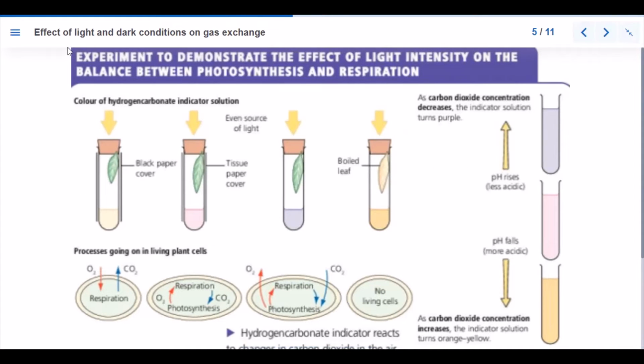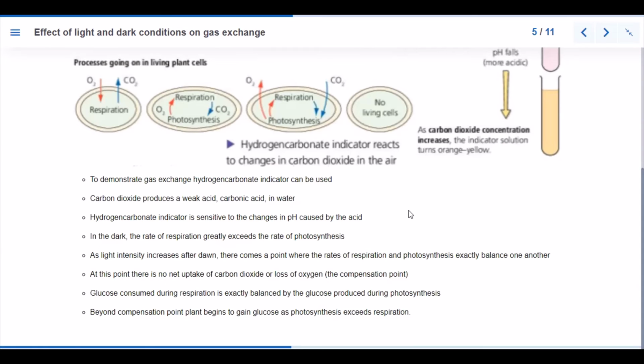So here we'll be looking at the effect of light and dark conditions on gas exchange. This is an experiment to demonstrate the effect of light intensity on the balance between photosynthesis and respiration. To demonstrate gas exchange, hydrogen carbonate indicator can be used. Carbon dioxide produces a weak acid, carbonic acid, in water. Hydrogen carbonate indicator is sensitive to the changes in pH caused by the acid.